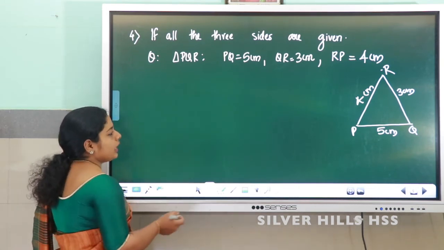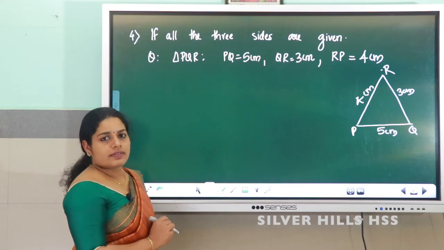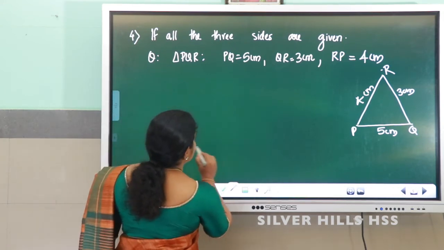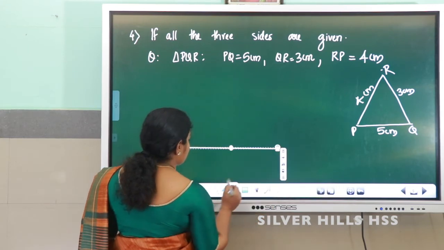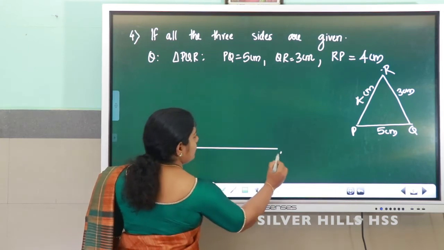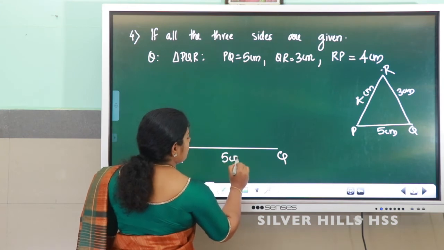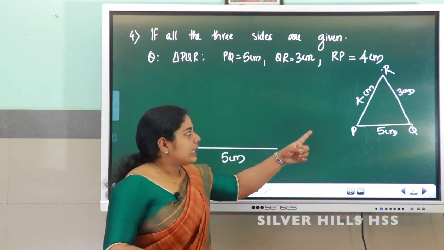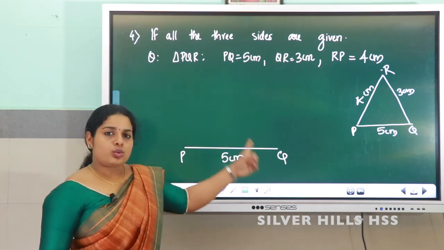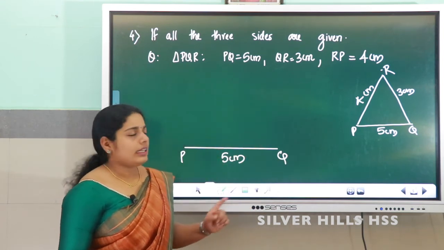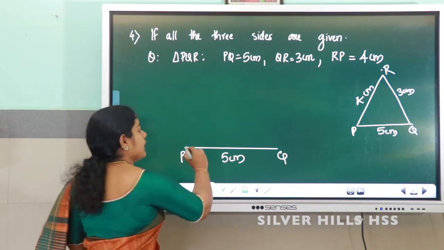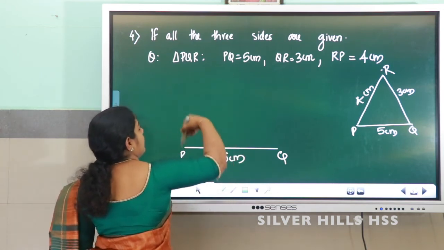So here in my triangle the base is 5 centimeter PQ. So I am going to draw PQ, that is 5 centimeter. Now listen, PR is there, QR is there. The other two sides are given to us, but the angle is not given. That means we are not sure about the line. The line can be like this or like this.